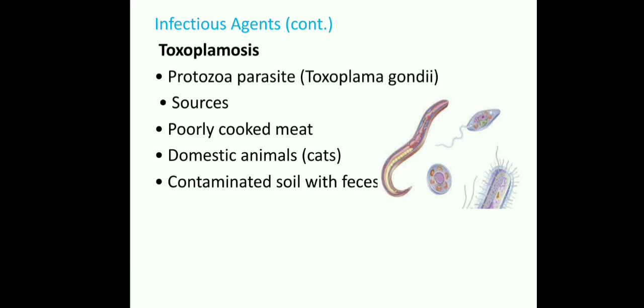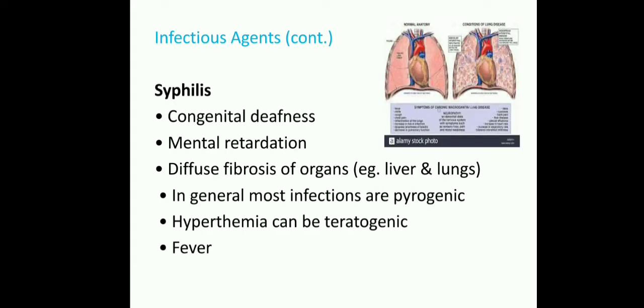toxoplasmosis. If the mother is suffering with a toxoplasmosis infection, it is caused by a protozoan parasite, Toxoplasma gondii. The sources are poorly cooked meat: the mother takes uncooked or poorly cooked meat, or domestic animals at home like cats and rats, and soil contaminated with feces. Okay, these are the infections that may be present with congenital malformations.